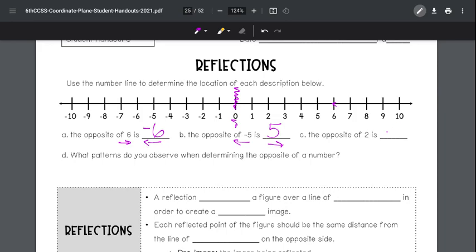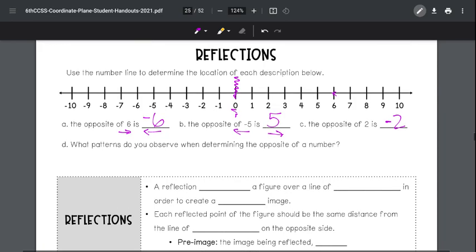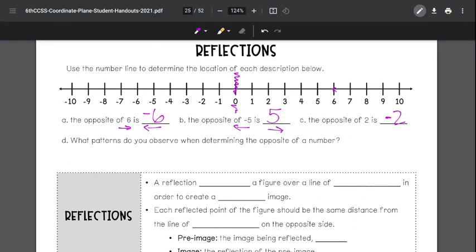The opposite of 2 is -2. What patterns do you observe when determining the opposite of a number? It's the same distance away from 0, just in a different direction.